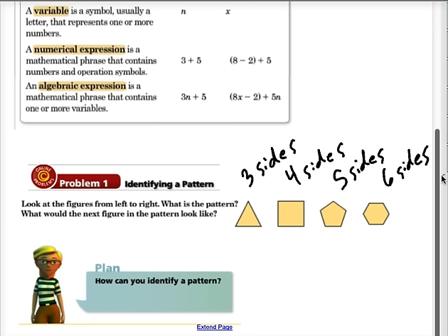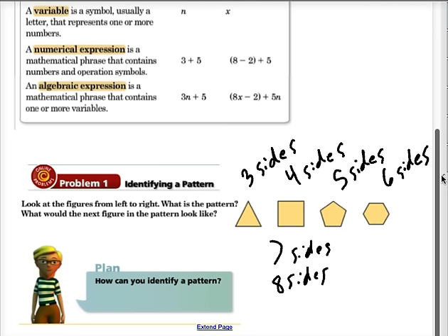So again, hopefully that's something that's pretty easy to recognize. What's happening in this pattern? Every figure has another side. So what would the next figure look like? Well, the next figure would have 7 sides. It would be a heptagon. If I asked you for the next one, that would be 8 sides, or an octagon, okay? So again, this is all about pattern recognition.